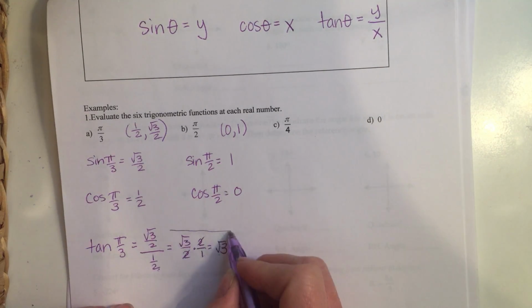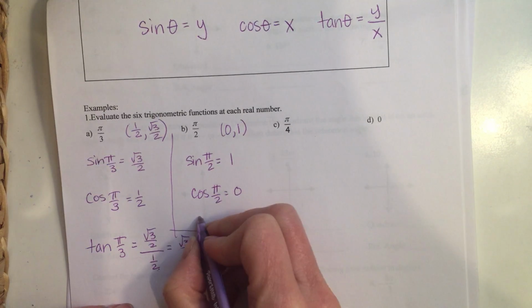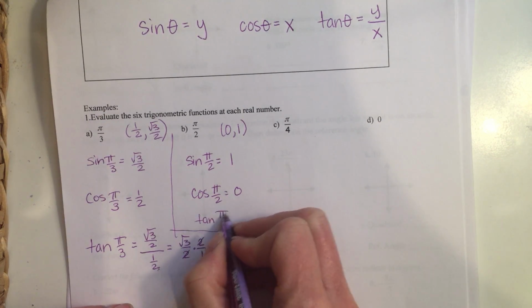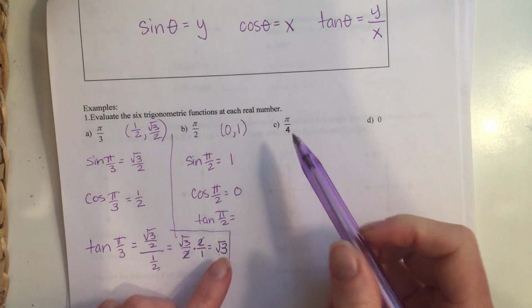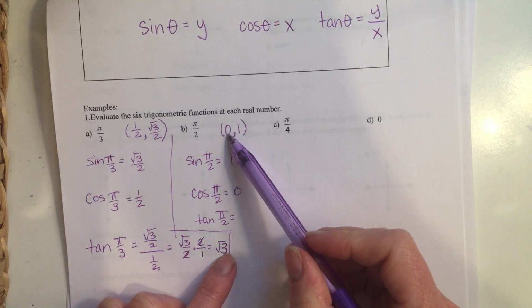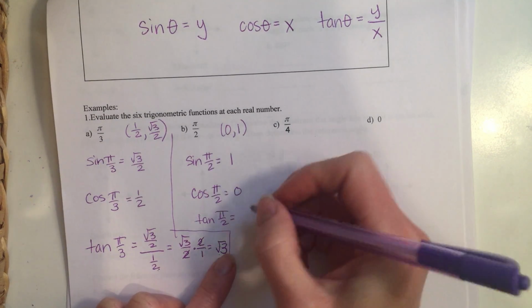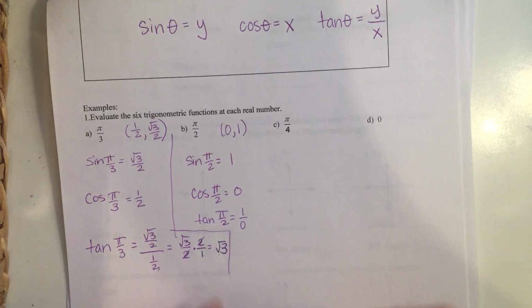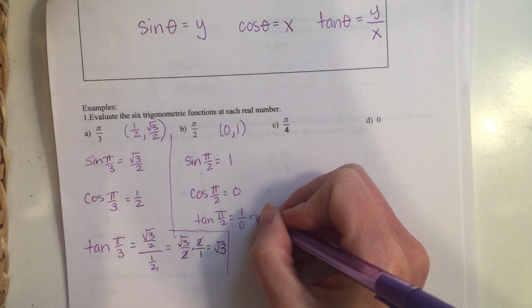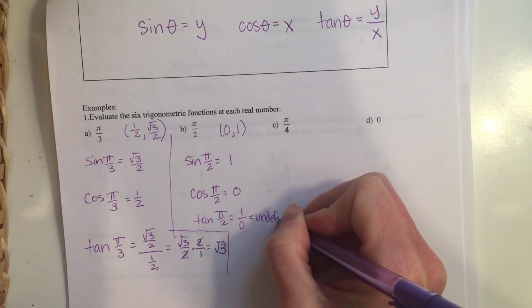And careful, when you do tangent of pi over 2, in this case, that is my y divided by my x. So you have 1 divided by 0. And you can't divide by 0. Anything divided by 0 is undefined. And you would write undefined.